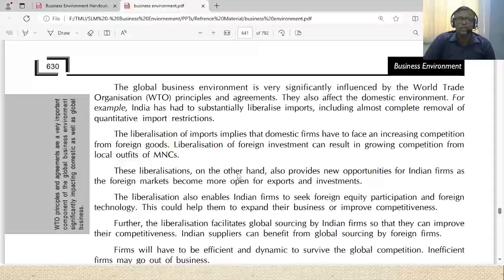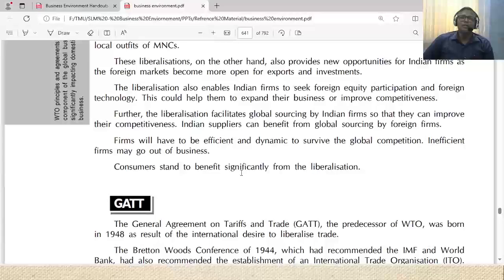This liberalization, on the other hand, also provides new opportunities for Indian firms as foreign markets become more open for exports and investments. The liberalization also enables Indian firms to seek foreign equity participation and foreign technology. This could help them expand their business and improve competitiveness. Further, liberalization facilitates global sourcing by Indian firms so that they can improve their competitiveness. Indian suppliers can benefit from global sourcing by foreign firms. Firms will have to be efficient and dynamic to survive global competition. Inefficient firms may go out of business. Thus, consumers tend to benefit significantly from liberalization.